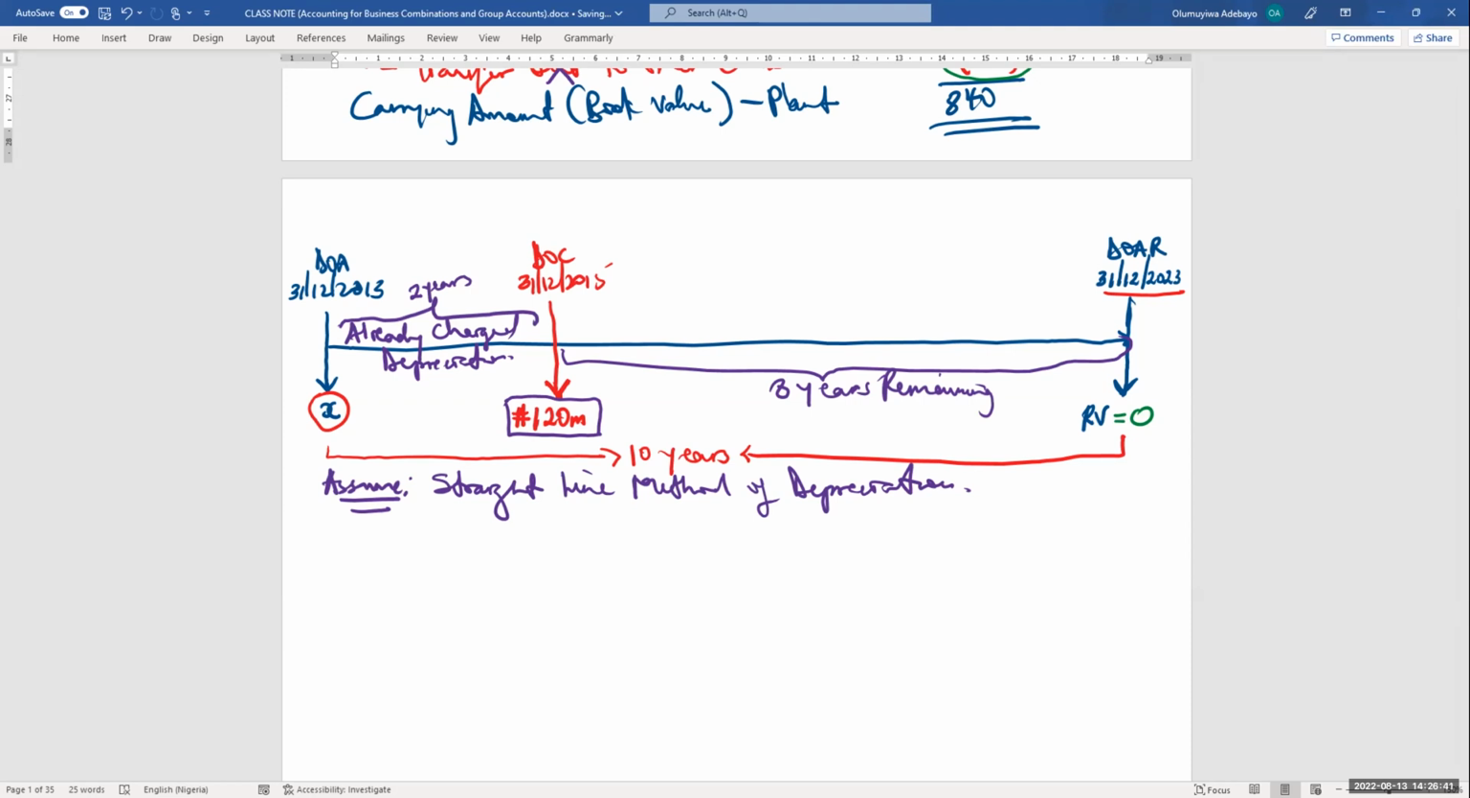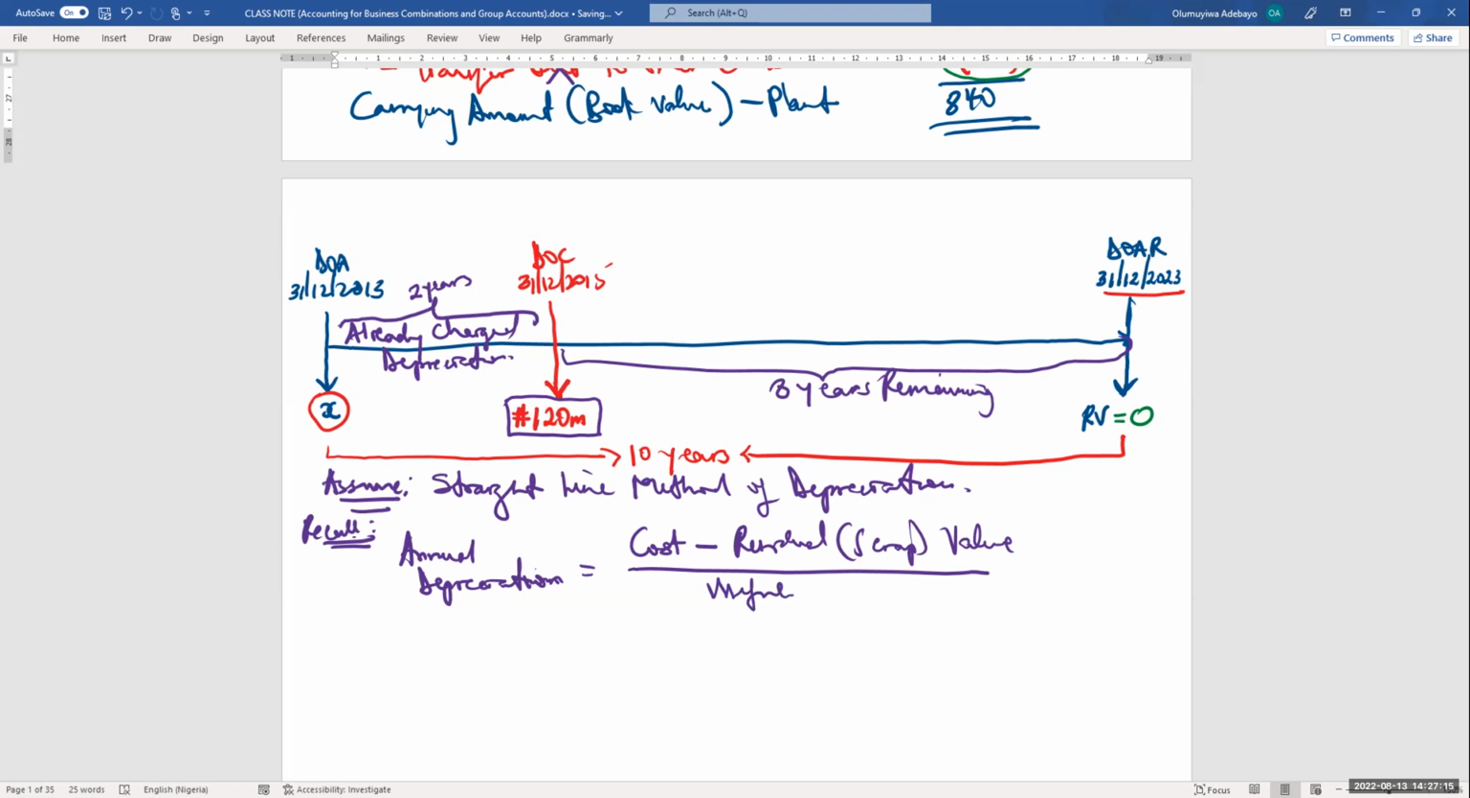What will simply happen at that point in time is that we can now come back and say, recall how we compute depreciation. Annual depreciation, which is on a straight line basis, is always the cost minus the residual value, or what you can call the scrap value or the disposable value, divided by the useful life. Now, let me try to write it clearly.